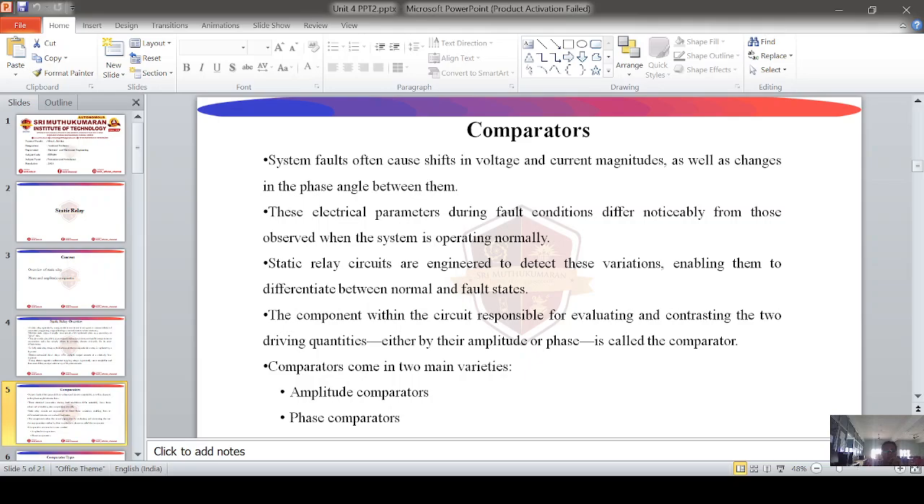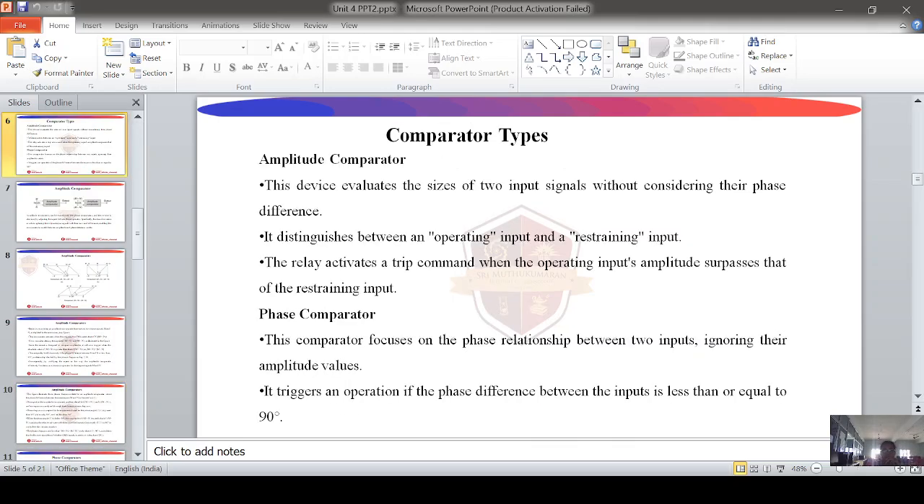These electrical parameters during fault conditions differ noticeably from those observed when the system is operating normally. Static relay circuits are engineered to detect these variations, enabling them to differentiate between normal and fault states. The component within the circuit responsible for evaluating and contrasting the two driving quantities, either by their amplitude or phase, is called the comparator. Comparators come in two main varieties: amplitude comparators and phase comparators.